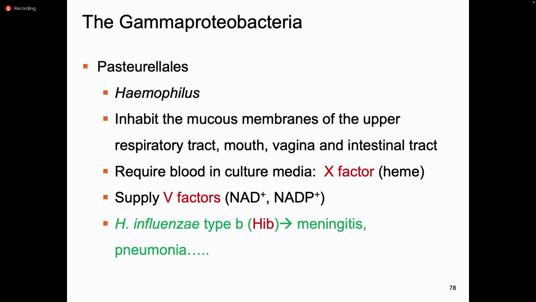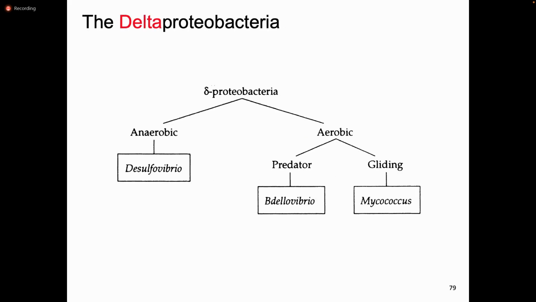Pasteurella pestis. This is another one. Pneumonia is caused by Haemophilus. And I mentioned a little bit of other members of the Proteobacteria, the Delta. Delta, you see, Bdellovibrio.